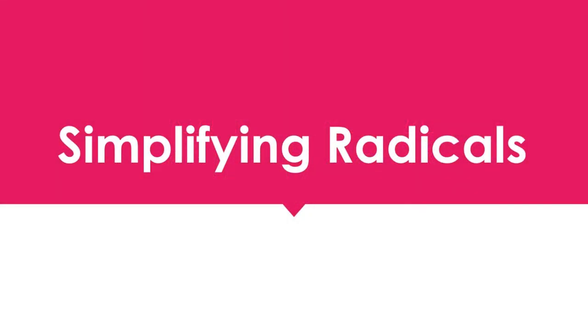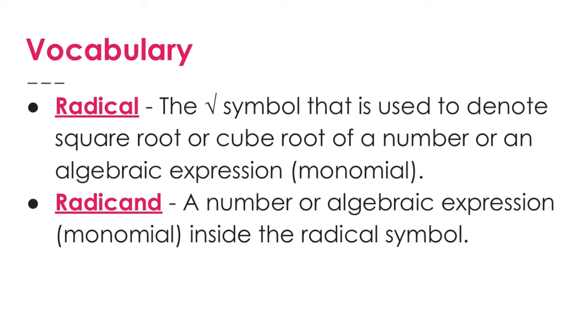Today we're going to be talking about simplifying radicals. Let's go ahead and get started with that by taking a look at a few vocabulary terms. So the vocabulary terms that we need to know here are radical. That's the symbol that is used to denote the square root or cube root of numbers, of an algebraic expression or monomial. And then a radicand is a number or algebraic expression, monomials, inside the radical symbol.